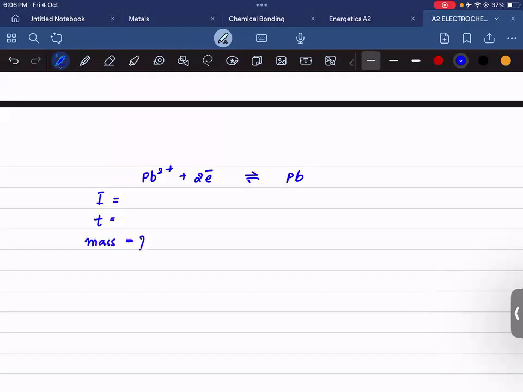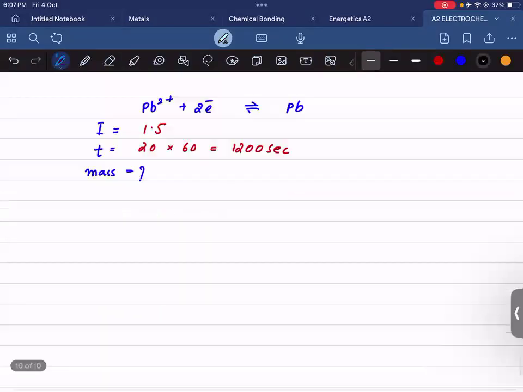So let's do it again so that you get a better idea of this. The current was 1.5 and the time was 20 minutes. Then I told you, you have to convert the minutes into seconds. You multiply 20 by 60 and you get 1200 seconds, and you are supposed to calculate the mass of lead.